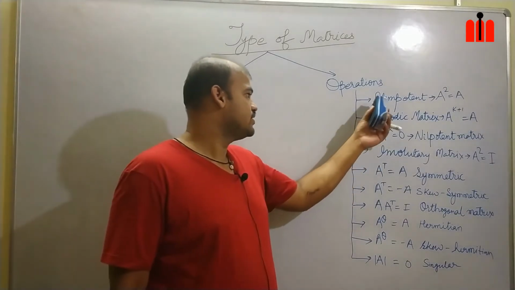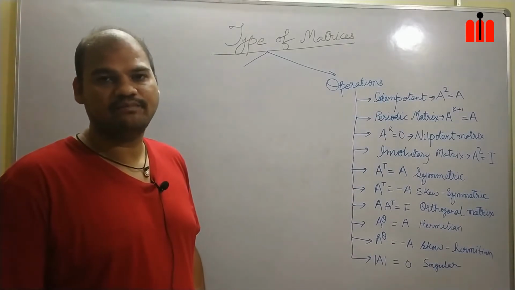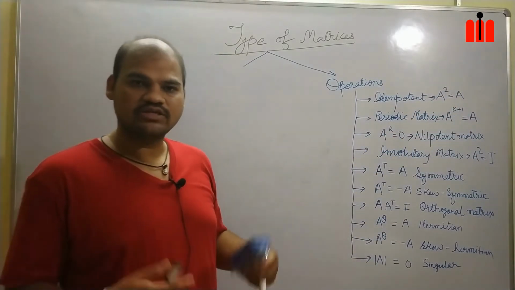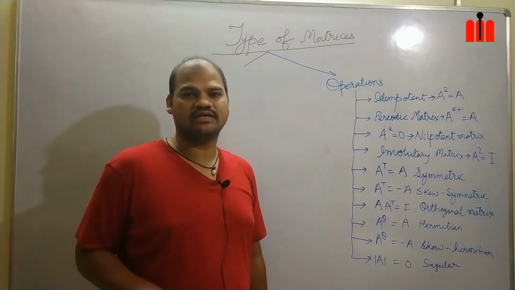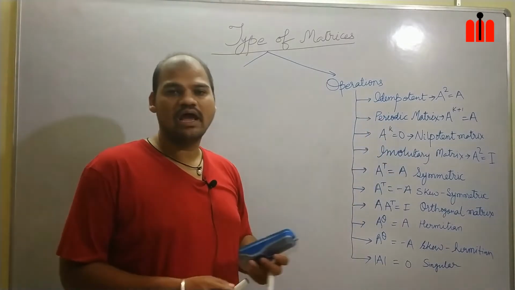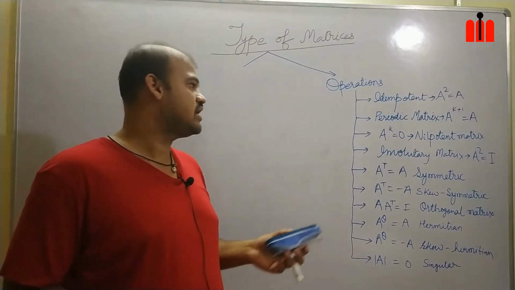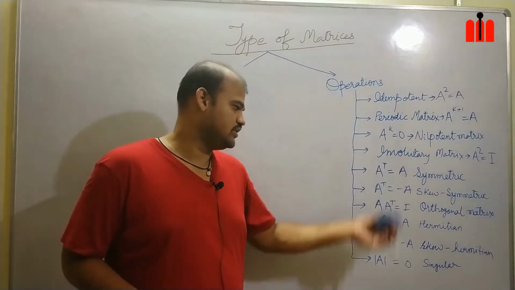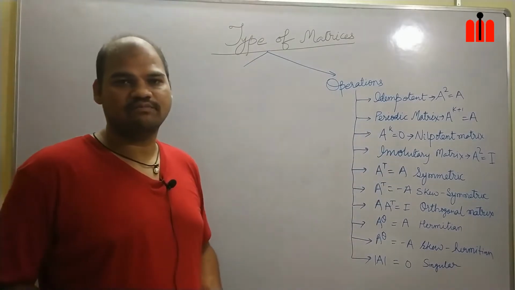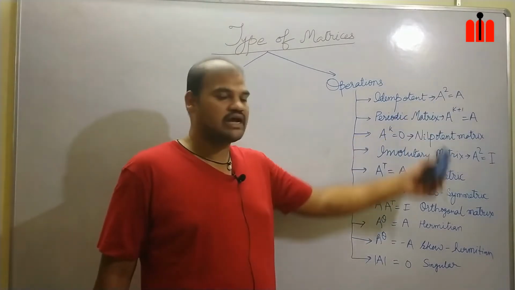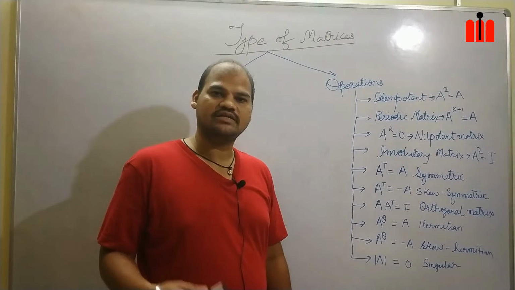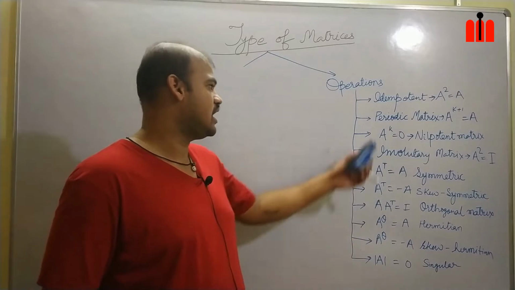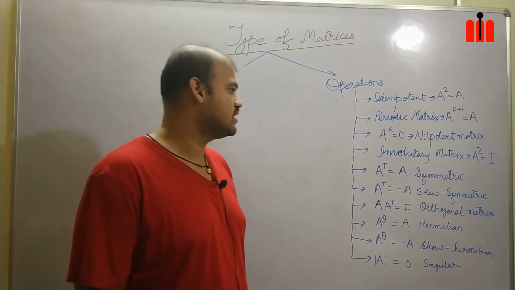So first is the idempotent matrix. An idempotent matrix is such a matrix in which A square equals A. Suppose A is a matrix, you just square that matrix, and if you get the same matrix again, then such a type of matrix is known as an idempotent matrix. As an example, I can tell the identity matrix right now. Otherwise, you can go to my notes, where examples are provided for each of them. If I take the identity matrix and square it, I will get the identity matrix again. So that's why I is one type of idempotent matrix. That is one of the examples.